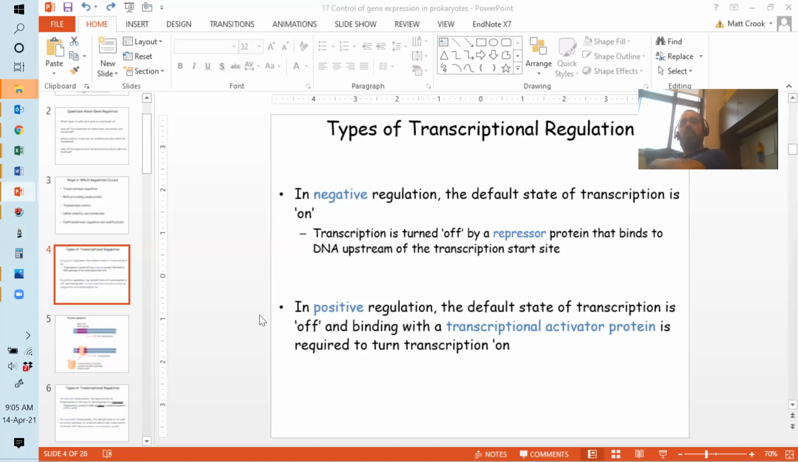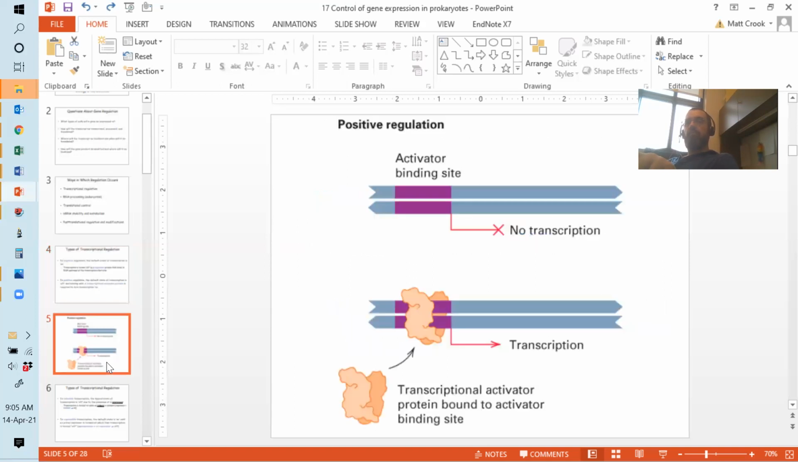In eukaryotes, it's typically more positive regulation, which is the opposite. The transcription is typically off and then you have to turn it on. So it's a positive thing: you're getting transcription out of that gene. That's done with a variety of different proteins, transcription factors and transcriptional activator proteins. So turning things off is negative regulation, and turning things on is positive regulation.